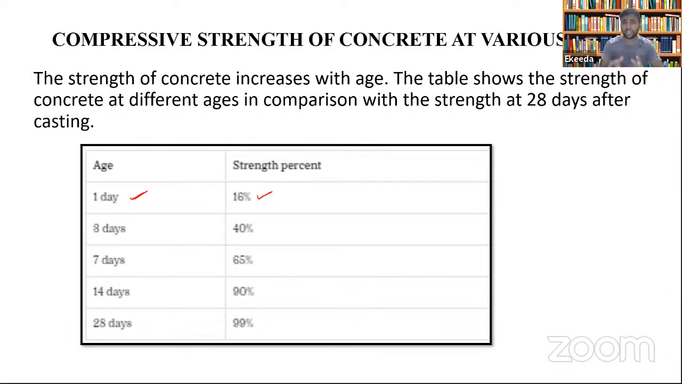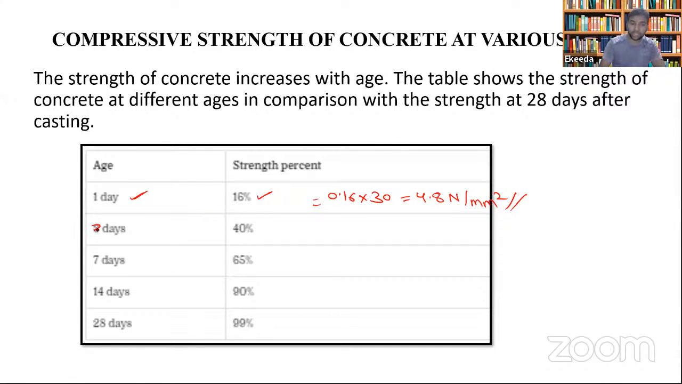Okay, it means that if the ultimate strength of concrete is 30 newton per mm square, so in one day it will obtain 0.16 into 30, it will be equals to what? It will be equals to 4.8 newton per mm square. That will be the strength in one day.